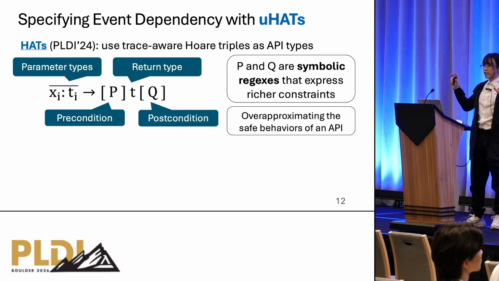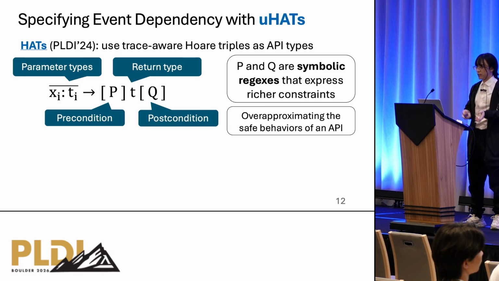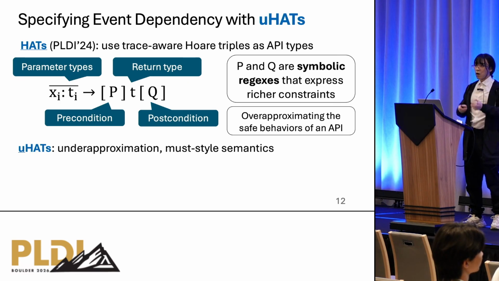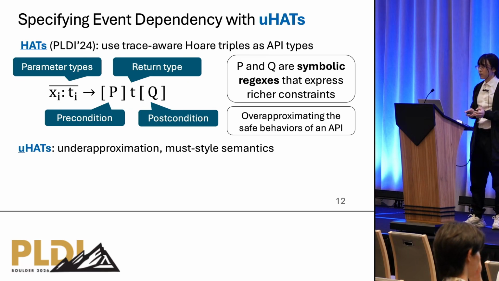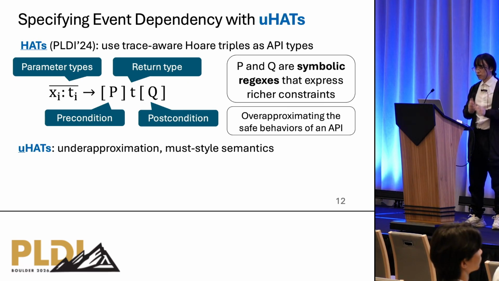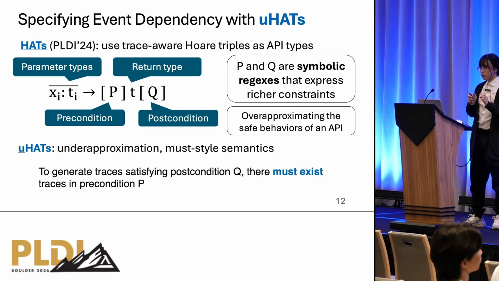And this specification over-approximately describes the safe behavior of an API. For our setting, we take an under-approximation variant of hat, where it describes a subset that a test generator must cover. And there's also a must-do semantics. It says, to generate a trace satisfying the post-condition Q, there must exist a trace in the precondition P.